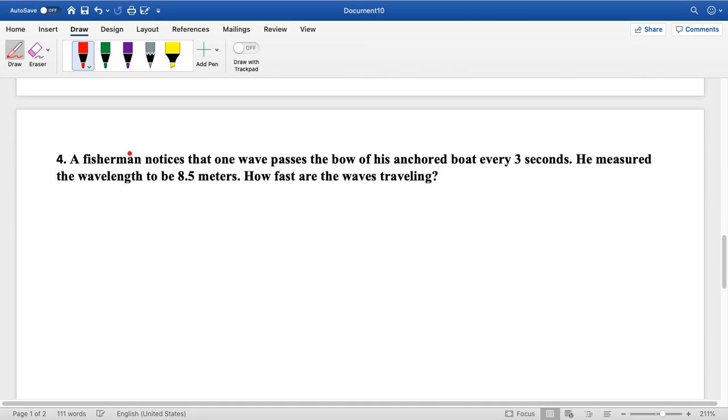Let's go over this last one. It says, a fisherman notices that one wave passes the bow of his anchor every 3 seconds. Okay, so this problem's going to be a little bit more difficult. He measured the wavelength to be 8.5 meters. How fast are the waves traveling? So we know that this is wavelength, this is lambda. We're looking for wave speed because he's asking for how fast.